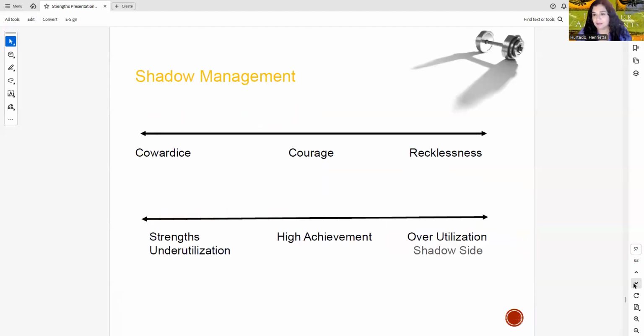Overpowering would be an example. So you want to have more balance. So instead of cowardizing, you want to utilize your strengths, have courage, and have achievement. But if you're on the overutilizing, you're definitely on the shadow side.